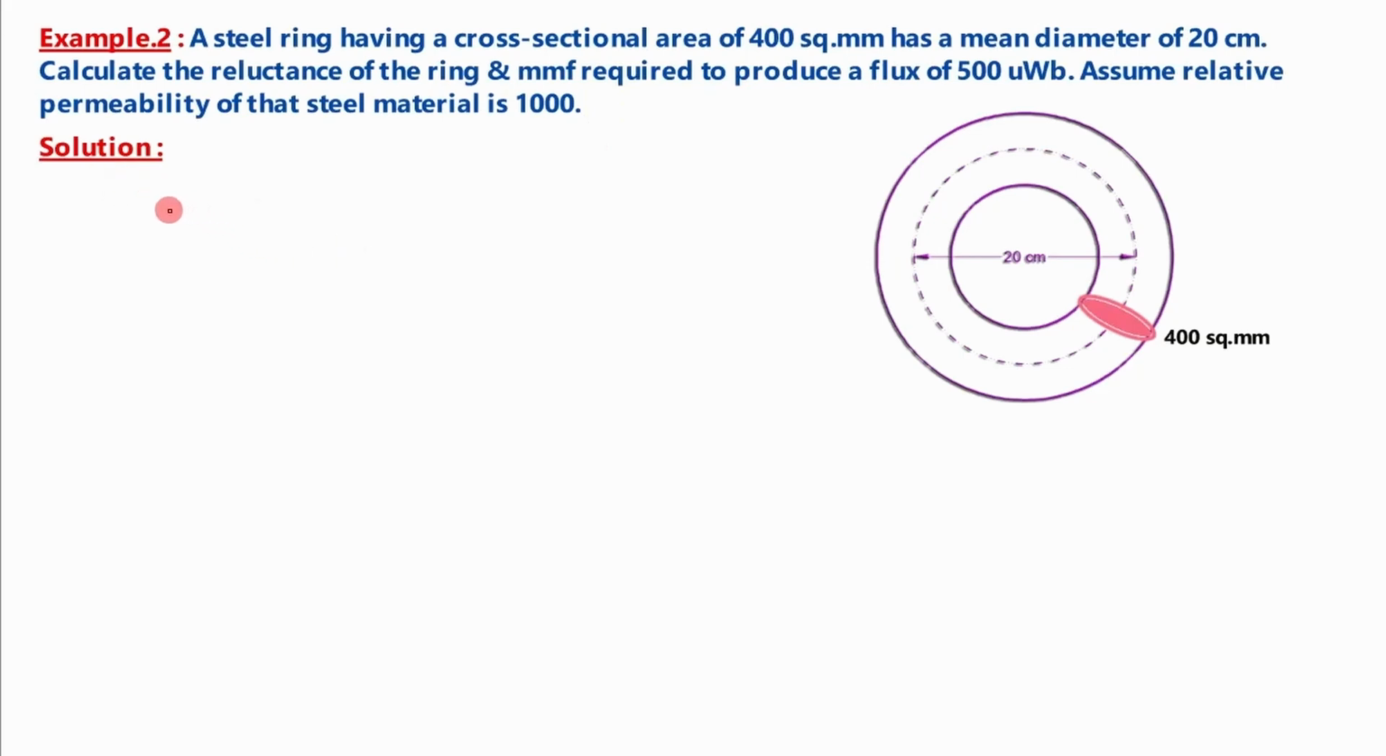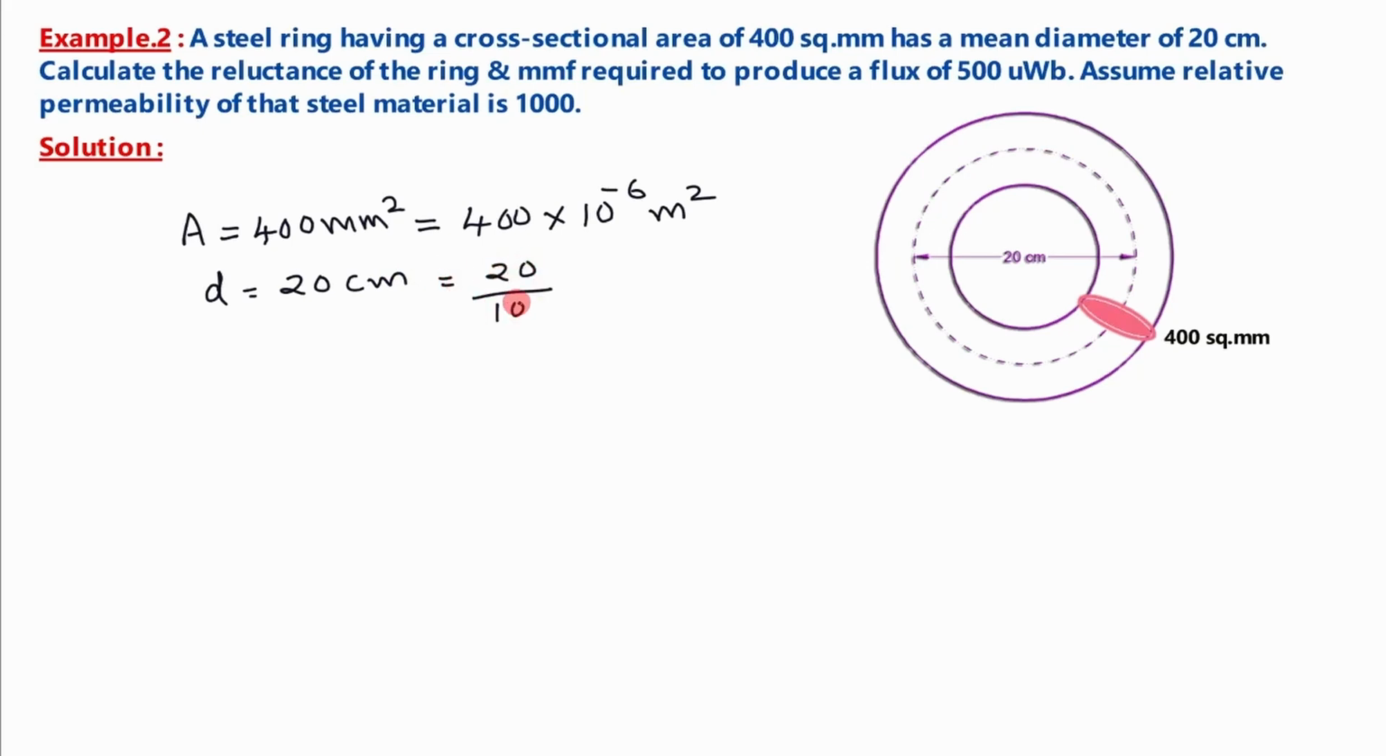Solution. Cross-sectional area of the ring is given as A is equal to 400 mm square. While converting to meter square, this becomes 400 into 10 raised to minus 6 meter square. The mean diameter is 20 centimeter. D is equal to 20 centimeter. That is equal to 20 by 100, which is equal to 0.2 meter.